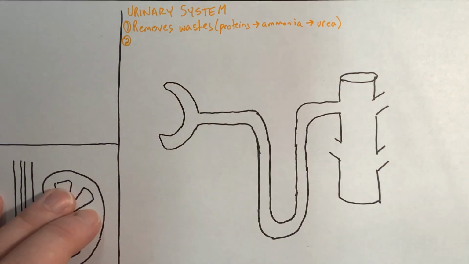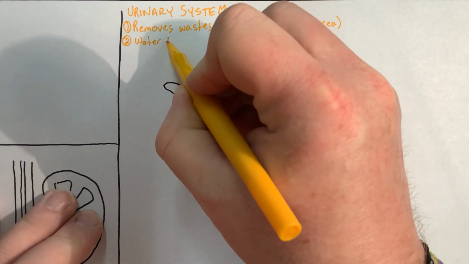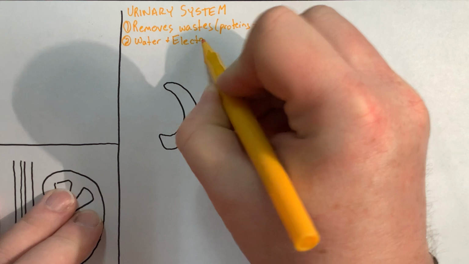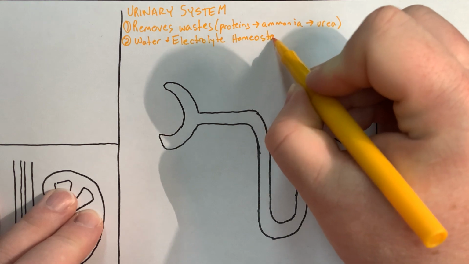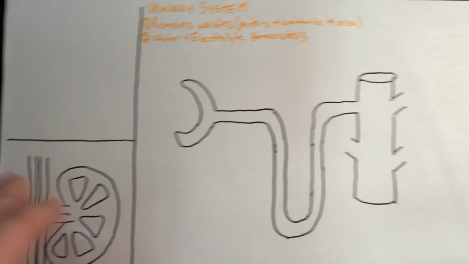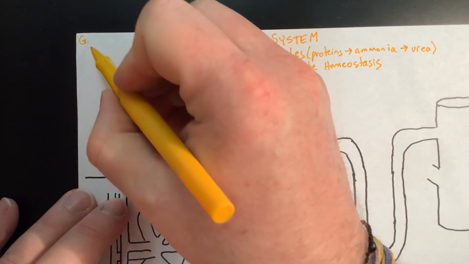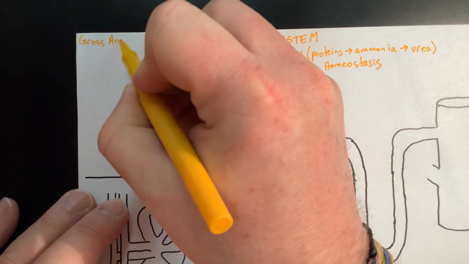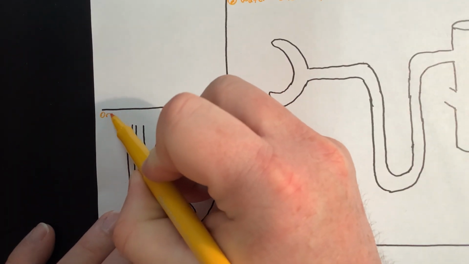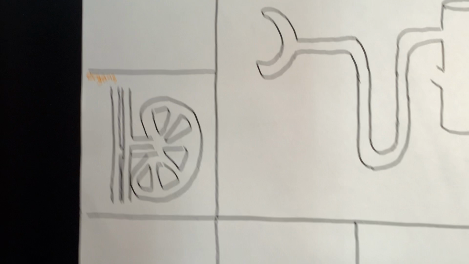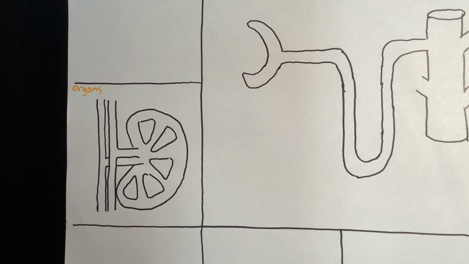And then number two, a main function of our urinary system is to maintain homeostasis for water and electrolytes. So water and electrolyte homeostasis. And how we're going to approach this is we're going to look at a little bit of gross anatomy in this box. Gross anatomy, so kind of like the organ system level of the urinary system. Then we're going to move to the organs level down here. And then along the bottom, we'll talk a little bit more about the physiology and the process of urine making.